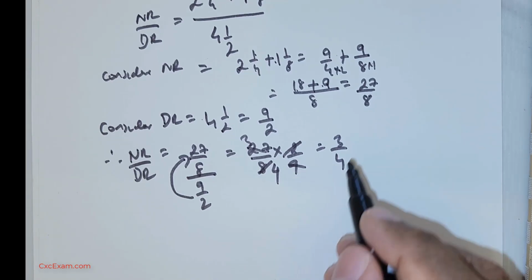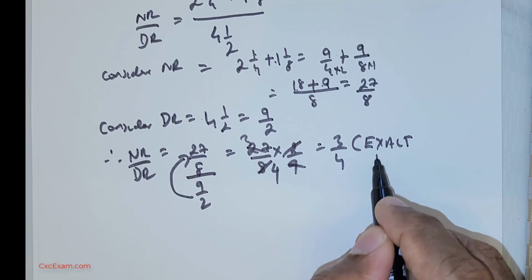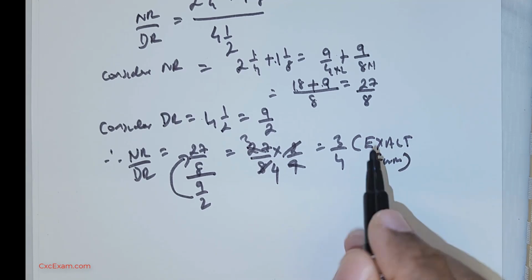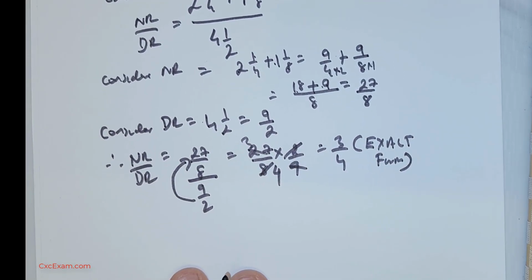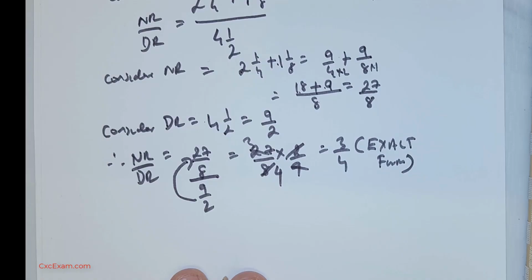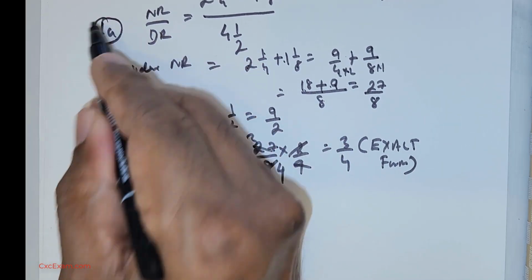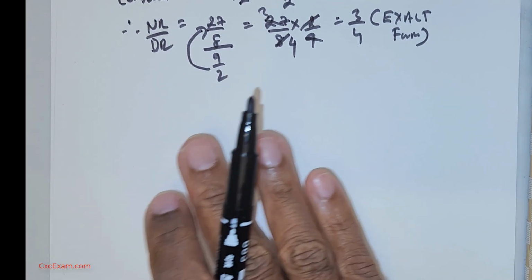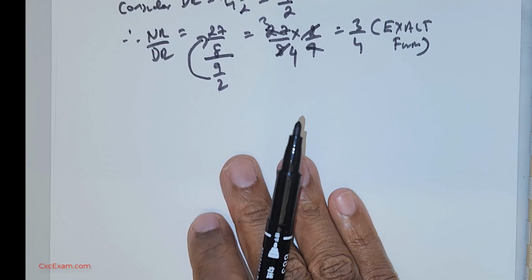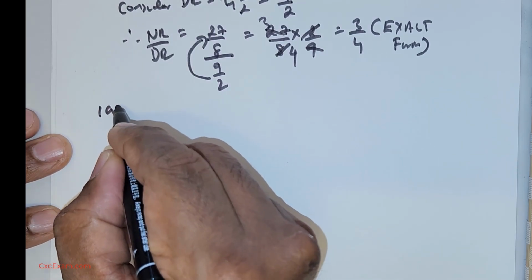Okay, so this is in exact form. You can write it like this, exact form, and that is the solution to this beautiful question. So that is the first part of the question, 1a, and we will move on to do the second subdivision. Okay, the second subdivision is 1a2.